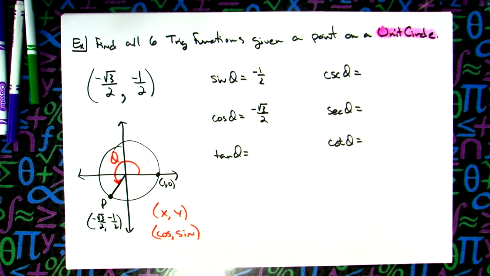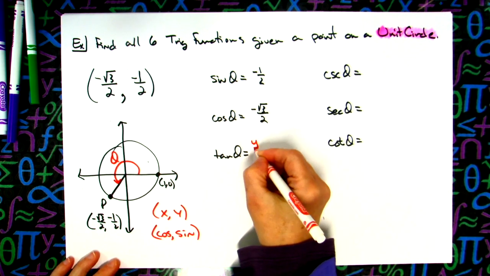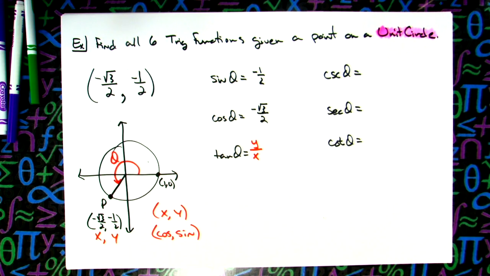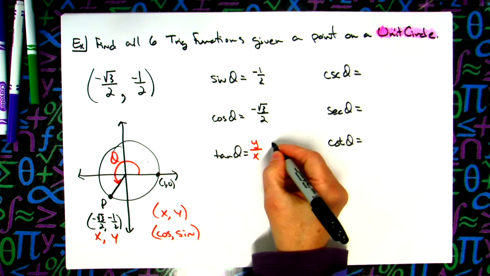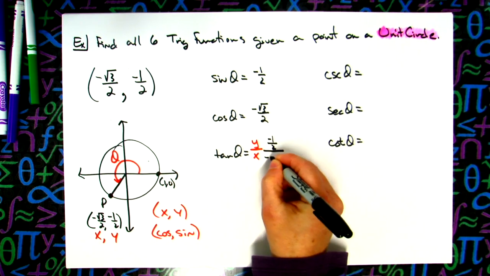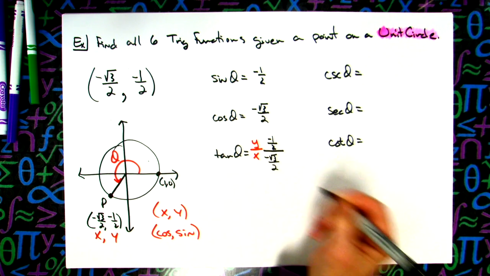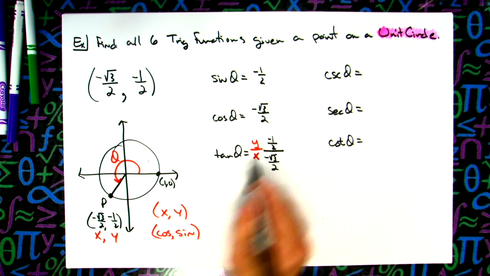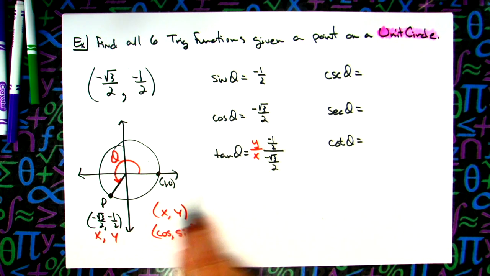Okay, now, what was the formula for tangent? Y over x. Okay, the formula was y over x. This is my x coordinate. This is my y coordinate. So can I do the math? Can I put a -1/2 over a -√3/2? Yes, I can. It's nasty. That's my y value on top. That's my x value on the bottom.